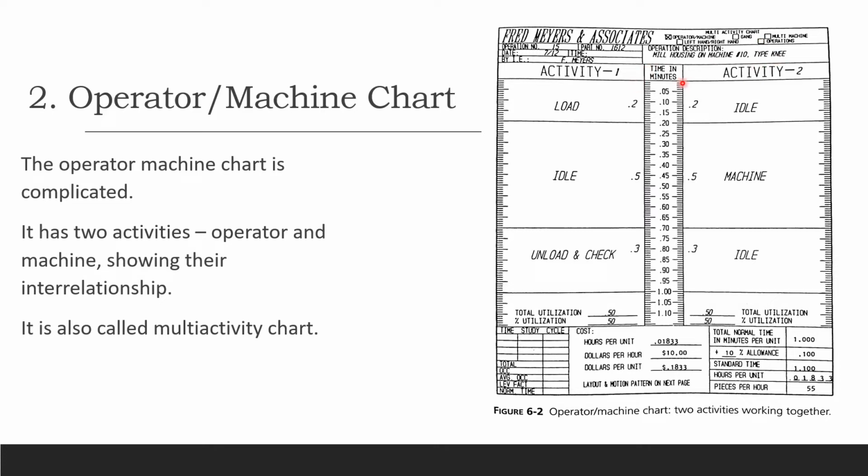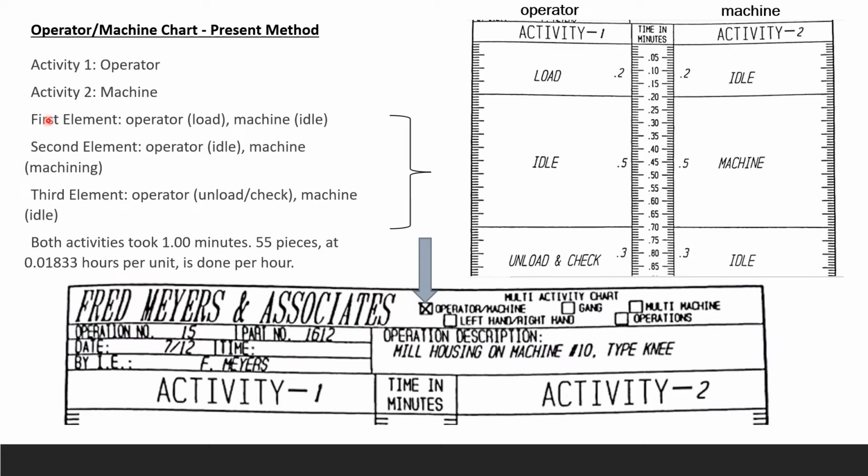Here, the only difference is the operator machine chart is just a little bit more complicated because we have two activities. One is your operator, and the other one is your machine, showing their interrelationship. We call that a multi-activity chart, okay, because you have two activities, one for the operator and the other for your machine, and the rest of them are about the same. With the operator machine chart, we always have two charts. The very first one is your present method, and the second one is a proposed method.